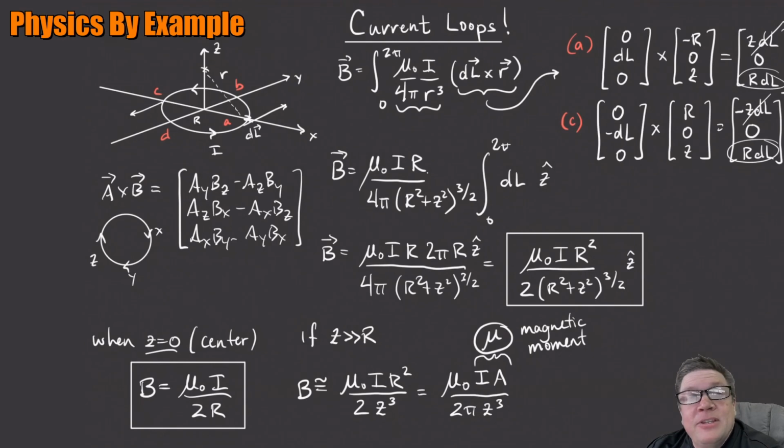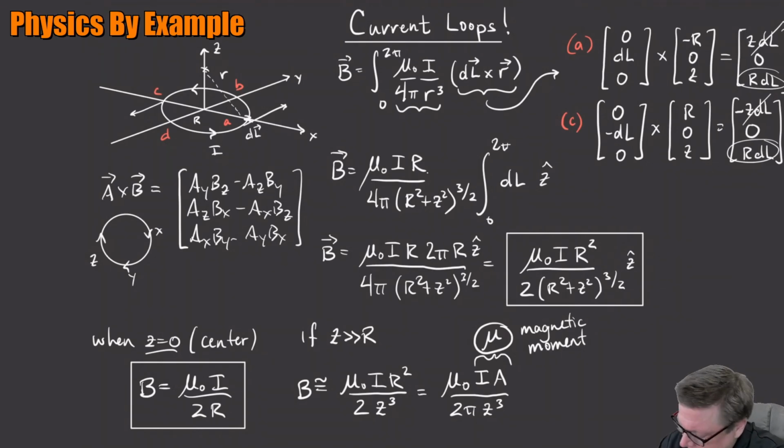And again, the only reason I'm doing it is because the magnetic moment is just something you're going to see more and more as you go along, because it completely describes the magnetic field you get from the loop. It's just based on the geometry, the physical properties of the loop, how much current it carries, and what its area is.